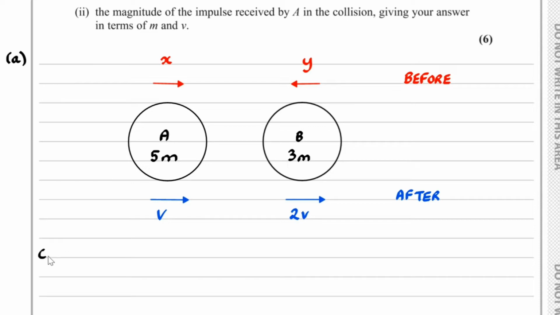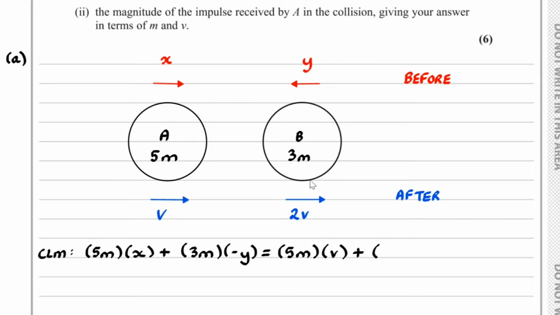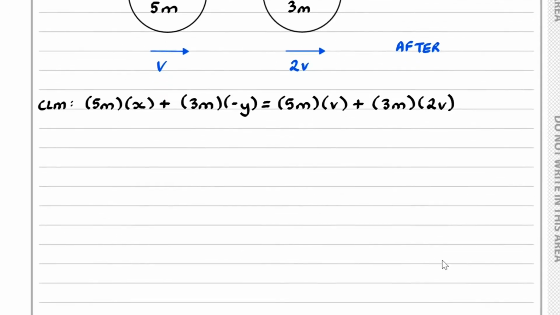Let's begin by using the conservation of linear momentum. We have 5m multiplied by x plus 3m multiplied by minus y. This is equal to 5m lots of v plus 3m lots of 2v. And if we tidy all of this up, we can see that 5x minus 3y is equal to 11v. We'll call this equation 1.